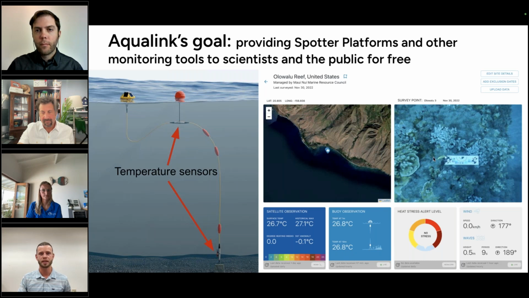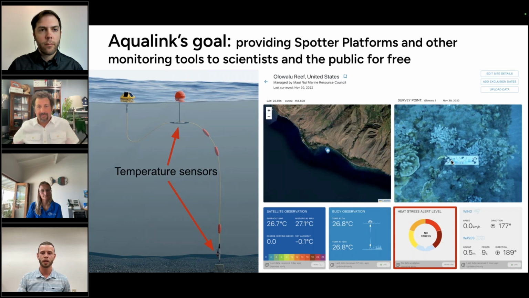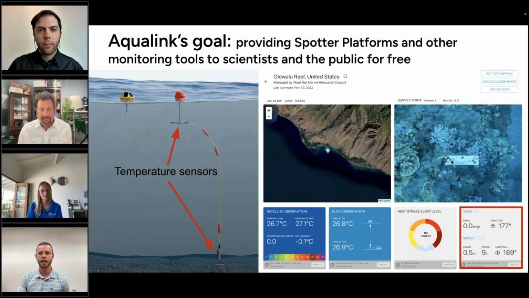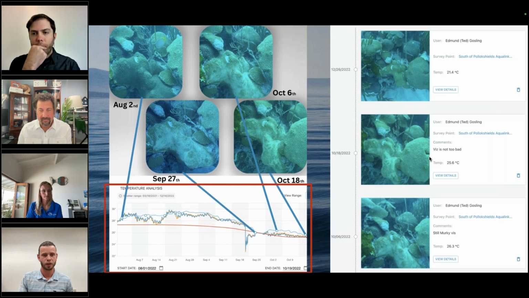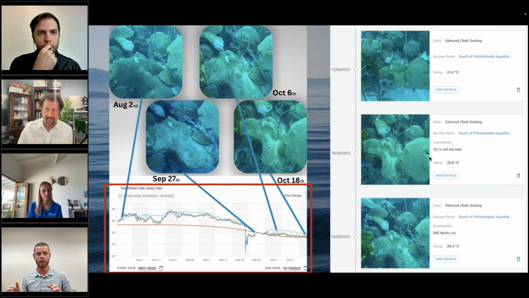And you can see the monitoring site's location, the temperature data from NOAA satellites, the temperature data from Sofar Spotter, if available, and then the critical heat stress alert level, wind and wave conditions, and the last survey conducted. And by combining data with visual observations, we can automatically link a survey to what the temperature was when it was conducted.